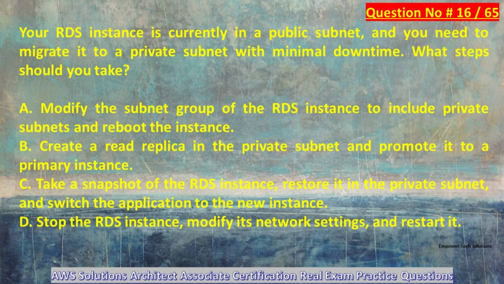A. Modify the subnet group of the RDS instance to include private subnets and reboot the instance. B. Create a read replica in the private subnet and promote it to a primary instance. C. Take a snapshot of the RDS instance, restore it in the private subnet, and switch the application to the new instance. D. Stop the RDS instance, modify its network settings, and restart it.